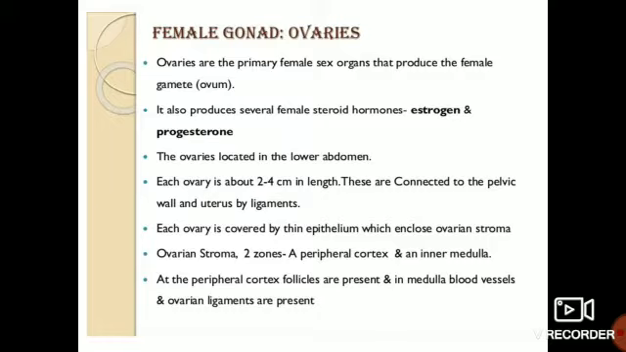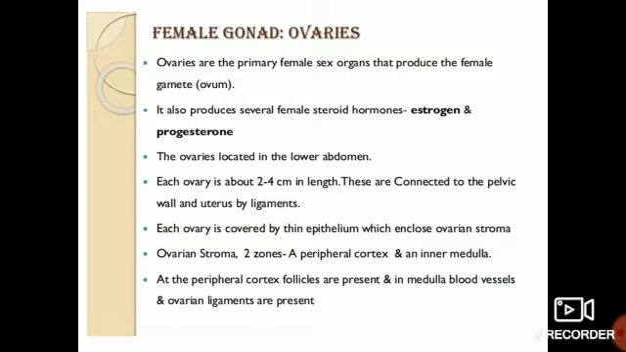The ovarian stroma has two zones, a peripheral cortex and an inner medulla. Each ovary is covered by thin epithelium which encloses the ovarian stroma. The ovarian stroma, that is the inner portion, has two zones: a peripheral cortex and an inner medulla. So the inner region will be the medulla, and at the periphery is the peripheral cortex. At the peripheral cortex, follicles are present, and in the medulla, blood vessels and ovarian ligaments are present.